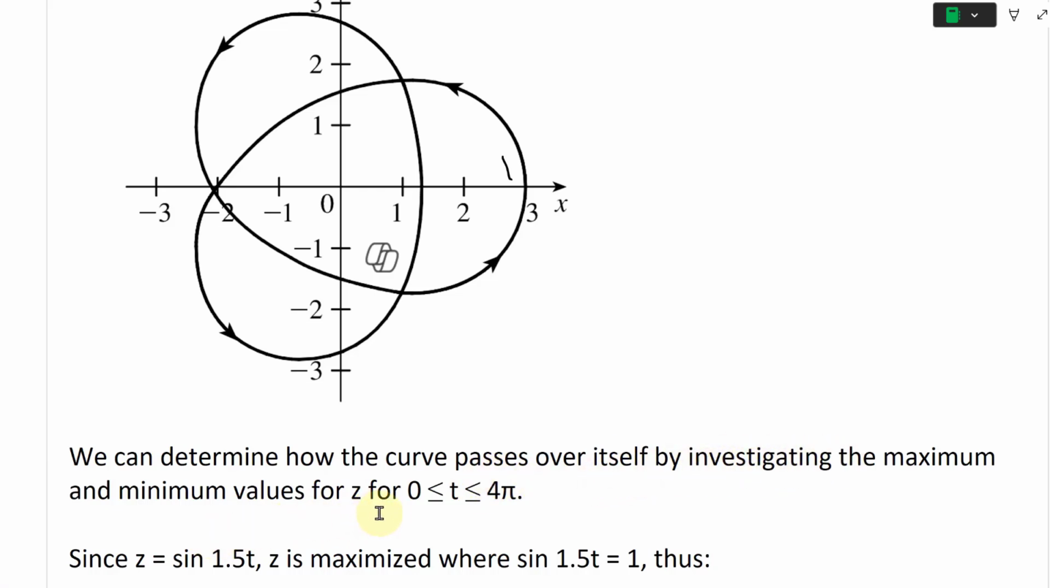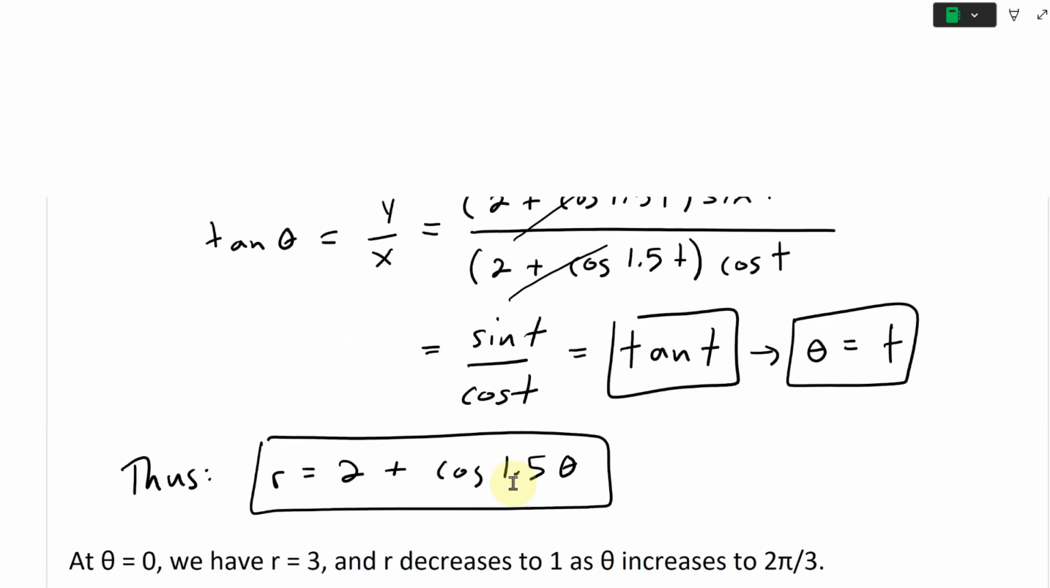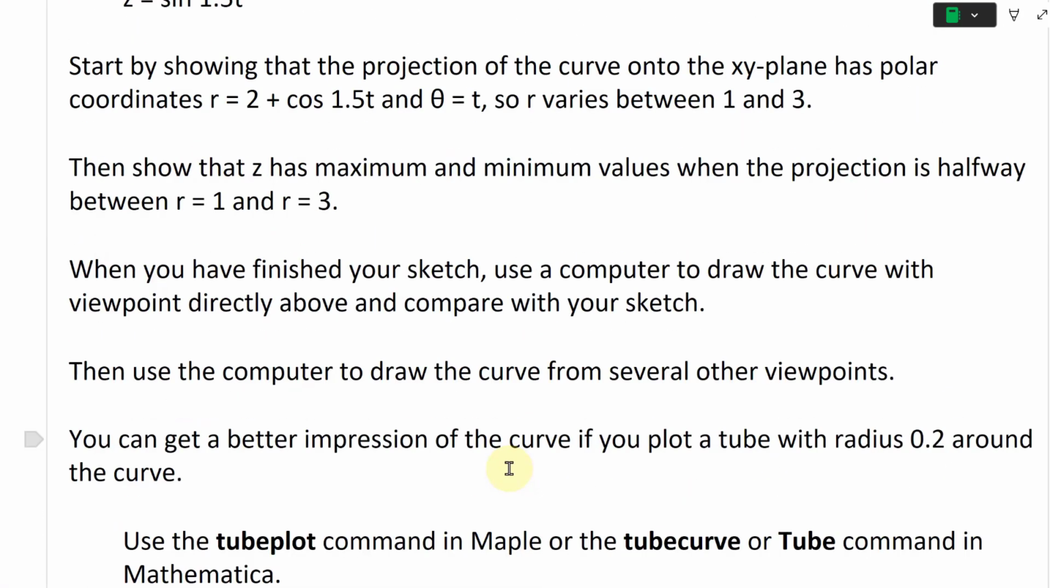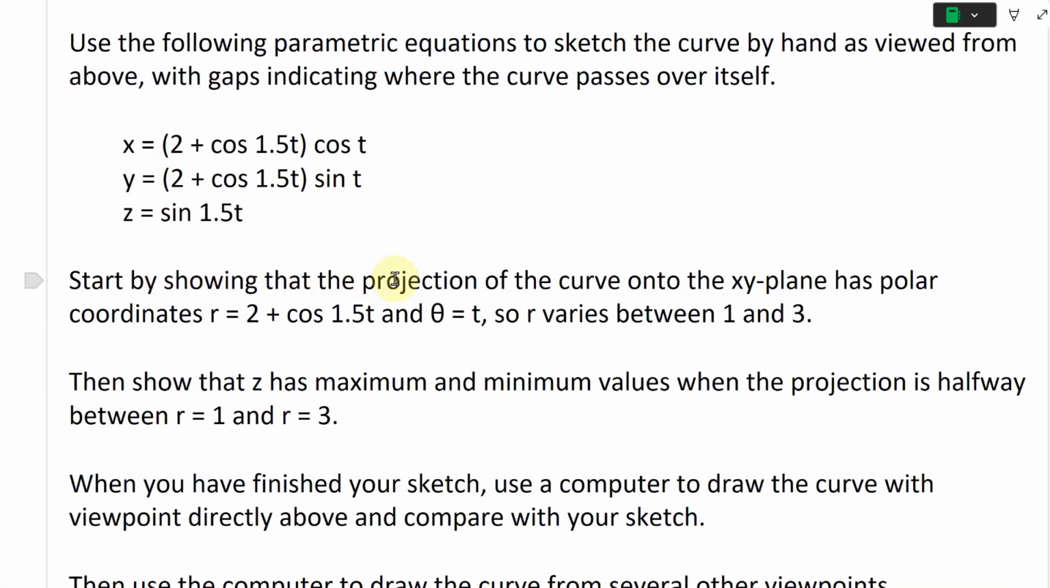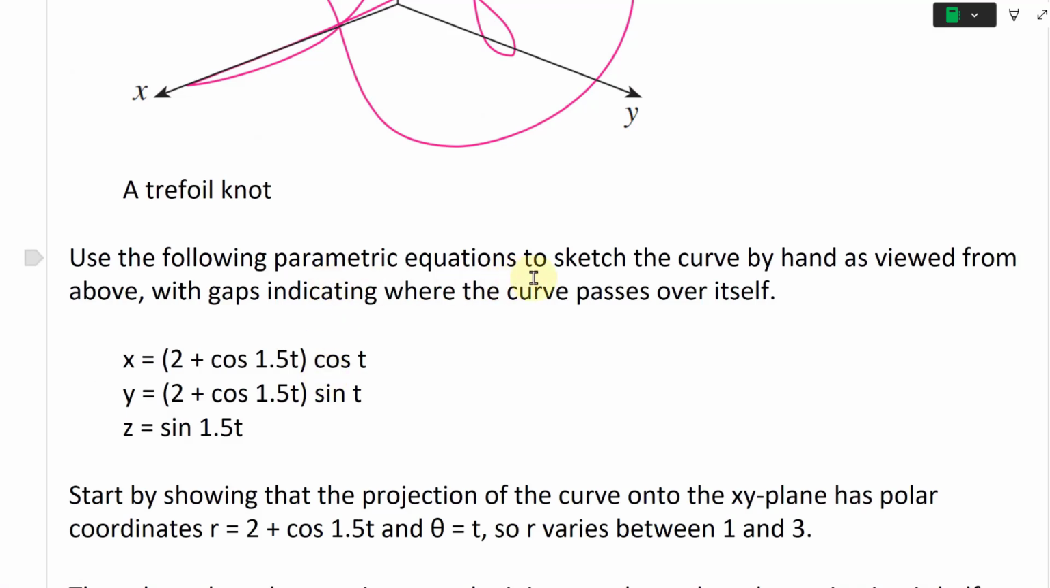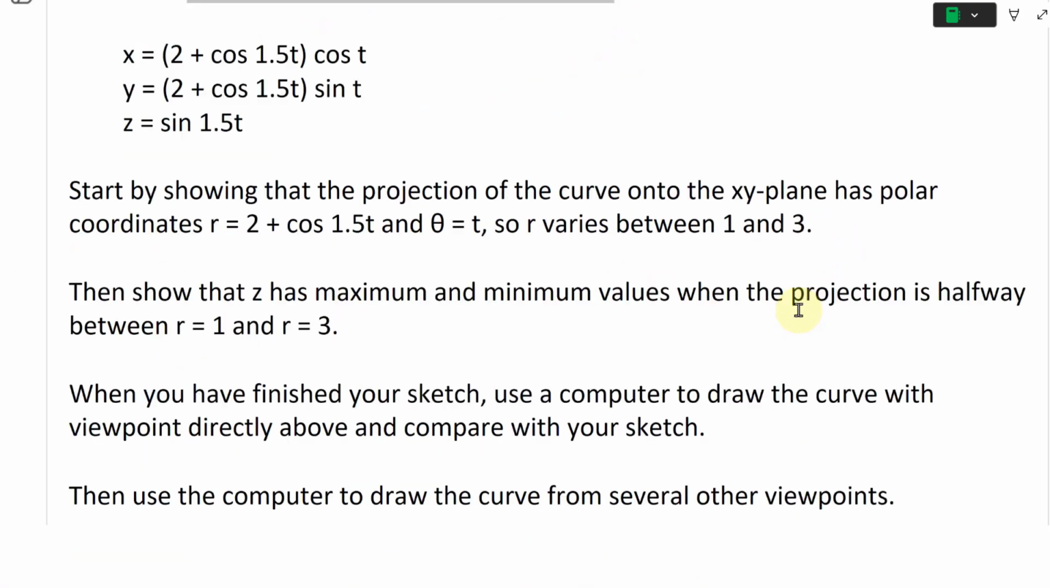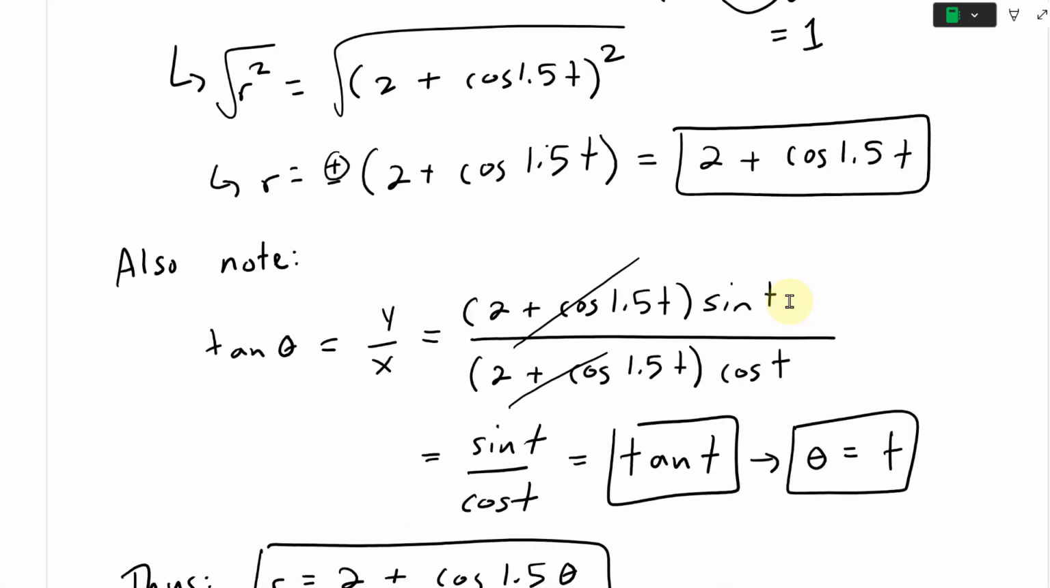And now, going further, we can determine how the curve passes over itself by investigating the maximum and minimum values for z for t between 0 and 4 pi. That's because in the question we're asked how it goes over and below itself, and so on. It says, use the following parametric equation to sketch your curve by hand with gaps indicating where the curve passes over itself. So the straight line would be on top, the gap would be the one underneath.